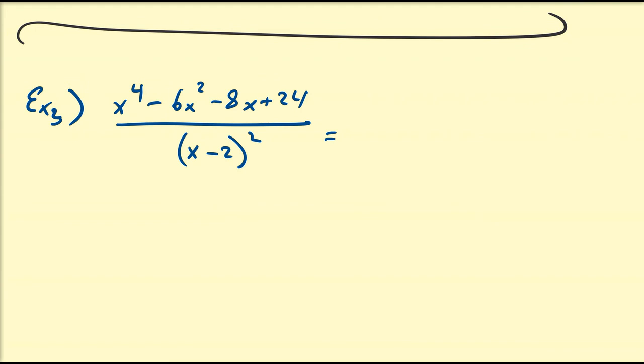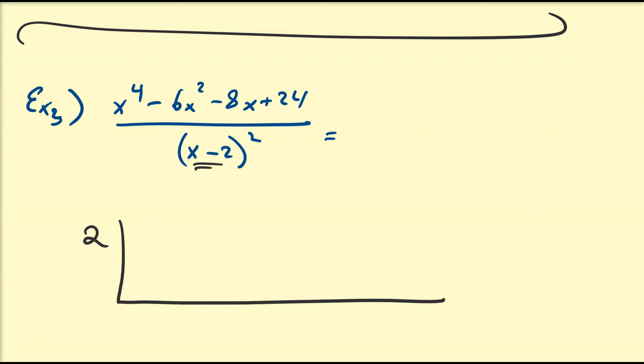So we're going to focus on the first one. Since this is minus 2, I'm going to put positive 2. Now notice I'm missing some powers. I'm missing a power of 3 here, so I need to include that in my coefficients. So I'm going to have 1, 0, minus 6, minus 8, positive 24.